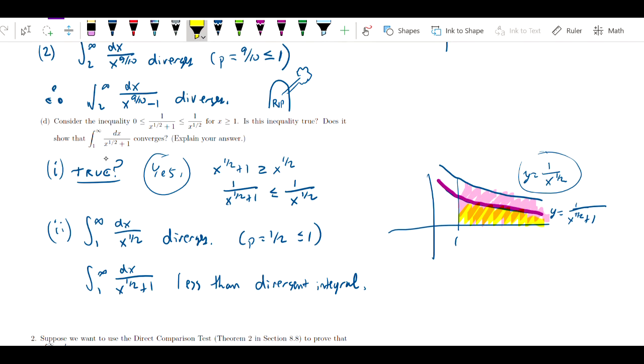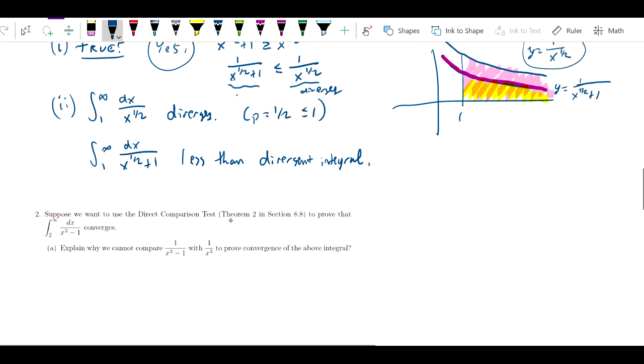We just don't know from this inequality. Sorry, let me just write it here. So if this diverges, showing that a function is less than a function whose integral diverges doesn't show anything. It just means you don't know. You're going to have to use some sort of other analysis. So that was the point of part D.